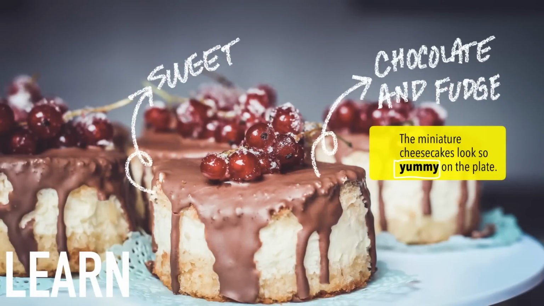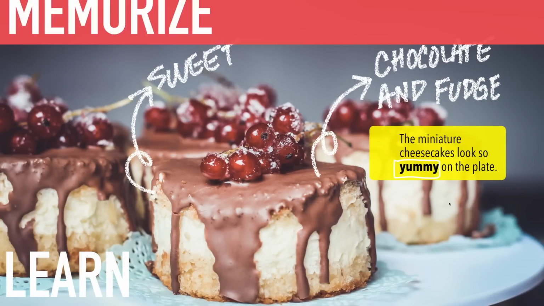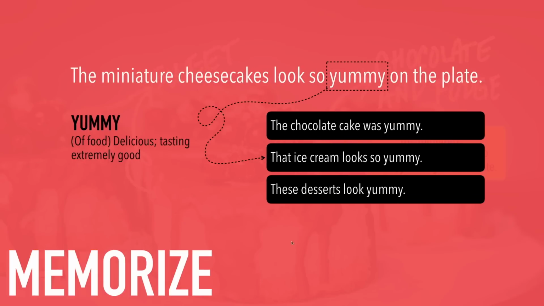Again, for pronunciation, yummy. Very good. All right, so again, the miniature cheesecakes look so yummy on the plate. Now, what does this word actually mean? So again, the sentence, the miniature cheesecakes look so yummy on the plate. Now, the word yummy just means, when speaking about food, delicious or tasting extremely good.